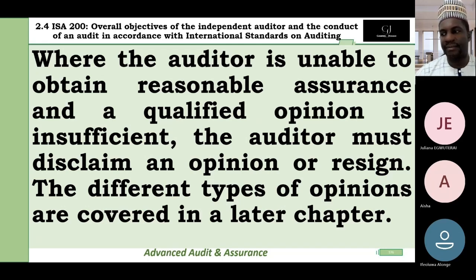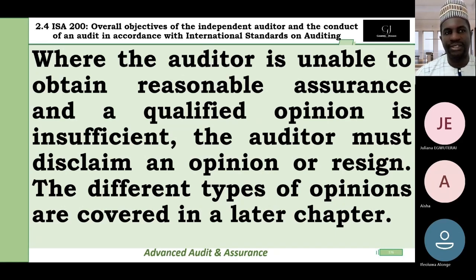This is where critical matters have not been resolved or are not clear. We'll also look at the types of opinion and provide clarity on them. I believe we know them: the clean and the unclean. The clean is the unqualified and the unclean is the qualified. Then we have adverse and we have disclaimer. We'll look at these four opinions later, I think in chapter 5.